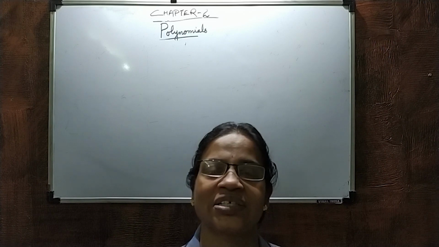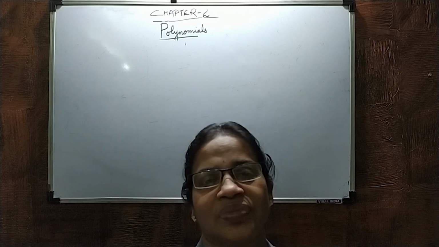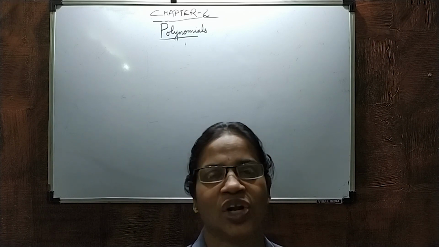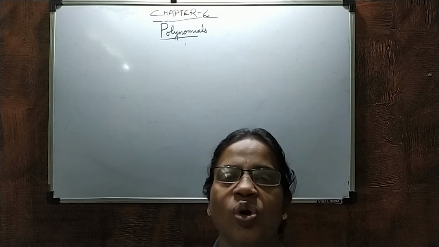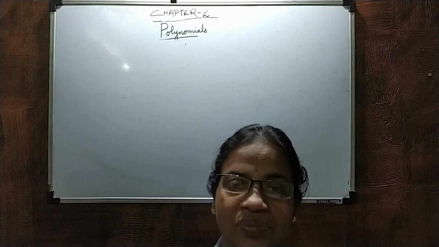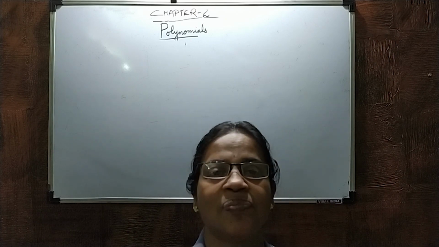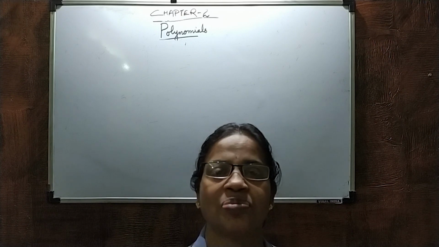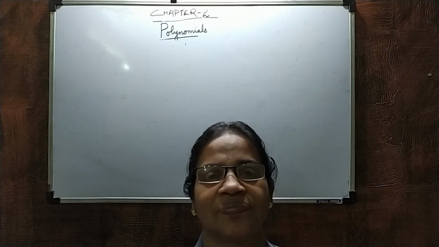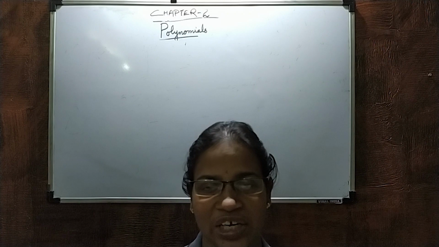Suppose you are taking 6x square into 5, number into number we can do, 6 into 5, you will get 30x square, and it will be only one term. What about 6x square divided by 5? That also will be one term because it will be 6 by 5 into x square. So these are all the things you have to remember.